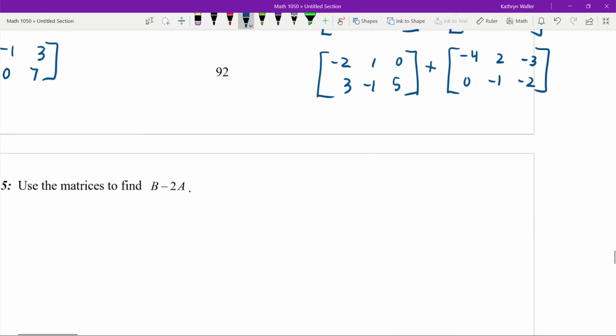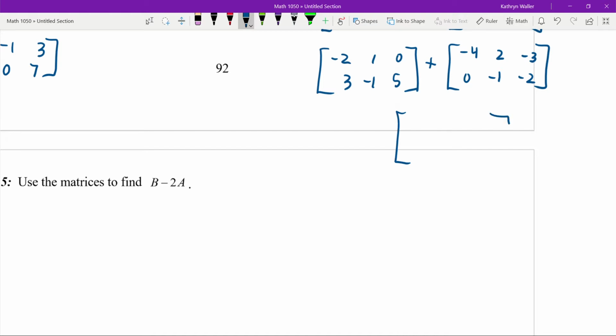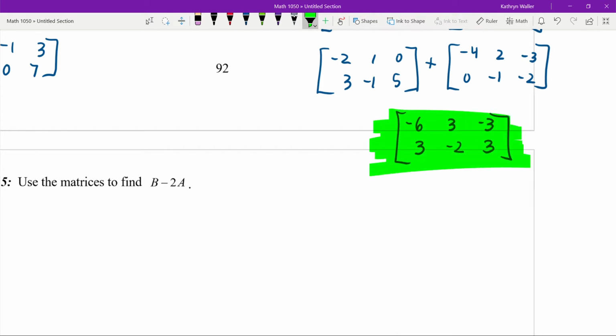Okay? Then you add those numbers together. So a -2 and a -4 is a -6. 2 plus 1 is 3. -3 and 0 is a -3. 3 and 0 is a 3. A -1 and a -1 is a -2. 5 minus 2 is a 3. And I'm done. Nice and easy, right? Nice and easy.